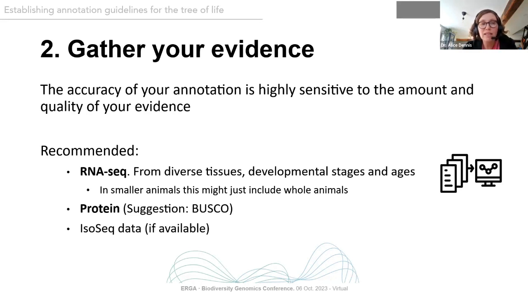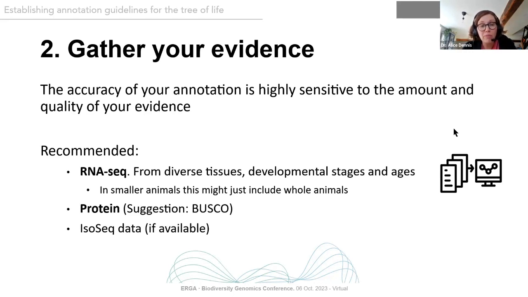You want to have RNA-seq or some sort of expression data from your species. It does not have to be the same individual. It should be as many diverse tissues and developmental stages and ages as possible. But any one of these is also better than nothing. And in small animals, we often just put the whole thing in, right?